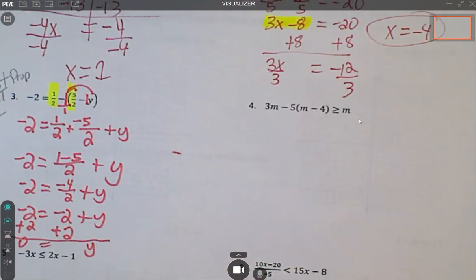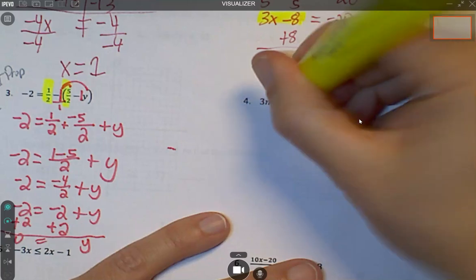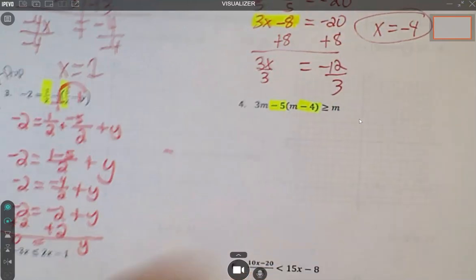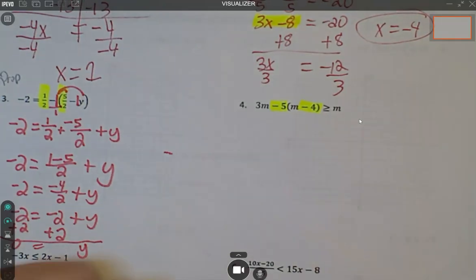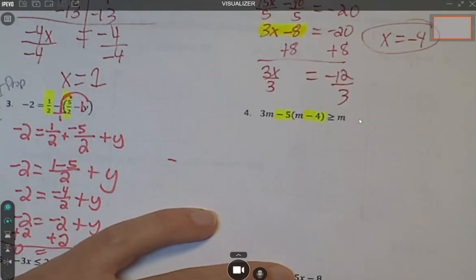Okay, so here we go. That's a negative 5 on the outside. That's a negative 4 on the inside. And that M being on the right side threw a lot of kids off. I remember grading these.